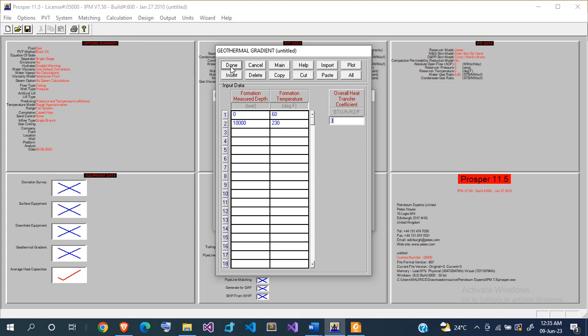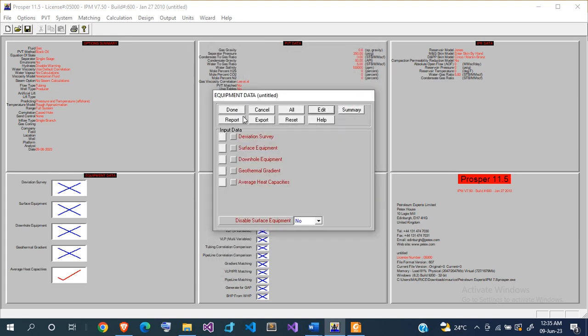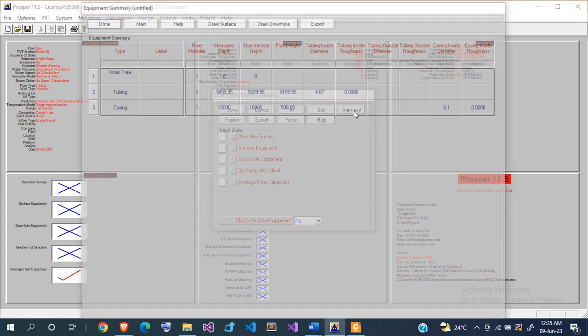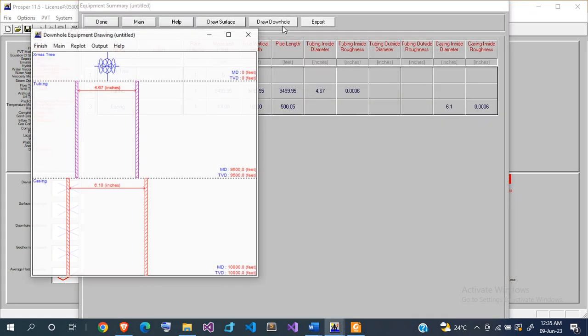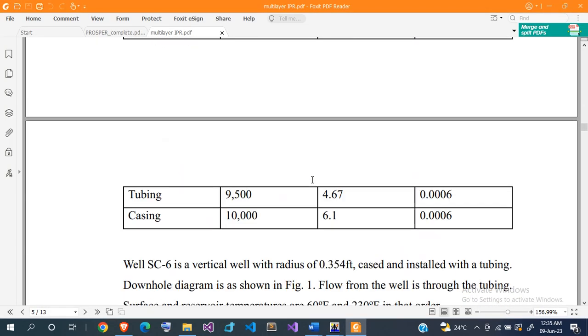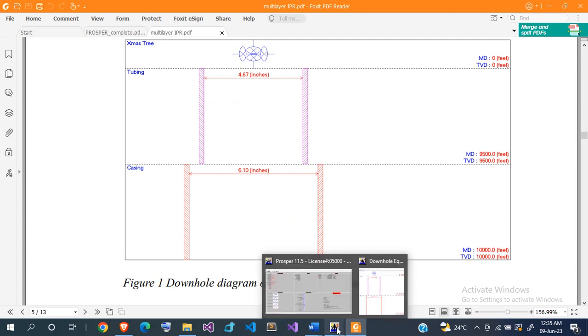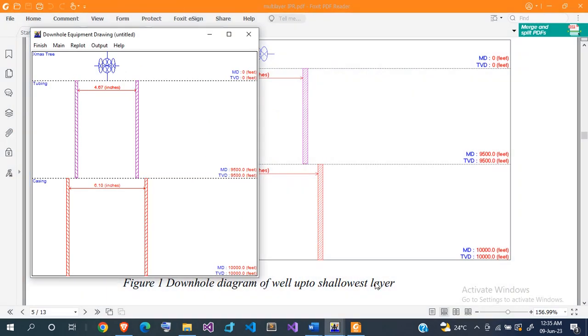Okay, so I will go down and down. I think that's all. You can actually draw the downhole here. So yeah, that's where I got this diagram here. So that's how I got this diagram. So let's look at it again, and then maybe we can just compare. So that's that. So you see both of them.